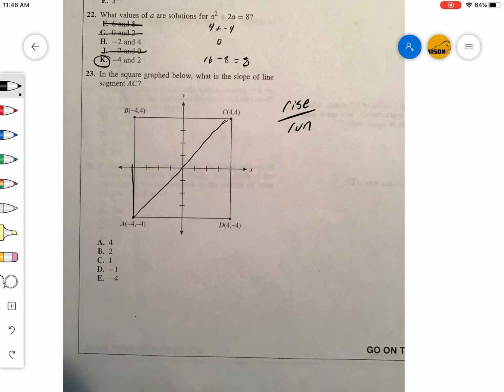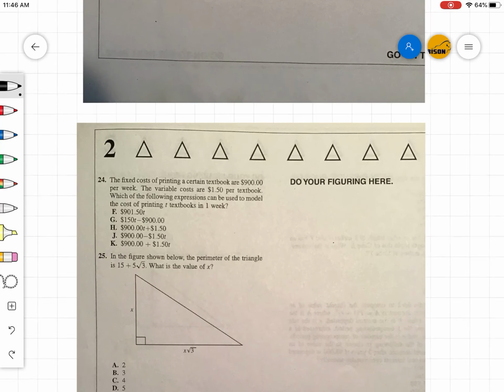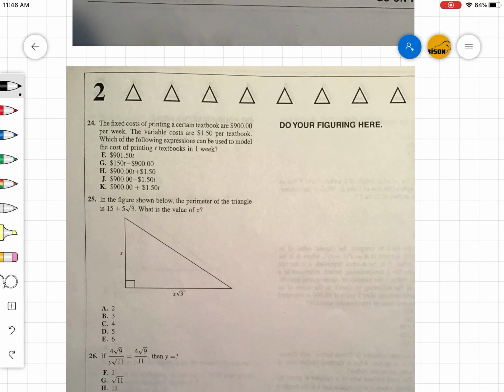So to get from A over to C, how far does it have to go up? Well, it has to go up 4 to get to 0, and then up 4 more to get to B. So the rise is 8. The run to get from B over to 0 would be 4, and then over to C would be 8 again. So 8 over 8 would equal us out to be 1. So C would be the slope of that line, 1.